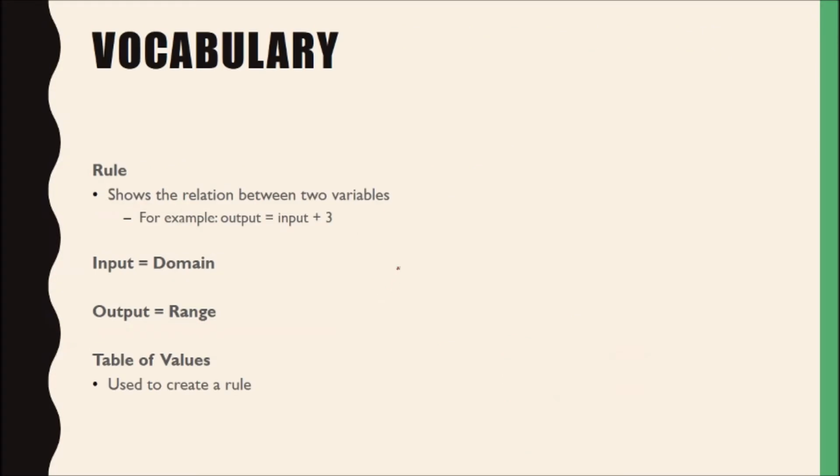Just a few vocabulary words before we get started. A rule shows the relation between two variables. For example, y equals, or output equals input plus 3. You've got other rules that you use for other topics: y equals mx plus c, your Pythagoras formula, c squared equals a squared plus b squared, and area formulas that you use in measurement. There are so many rules and formulas that you use in math. Input can also be called a domain, and output can also be called a range. That's just something you can keep in the back of your mind.